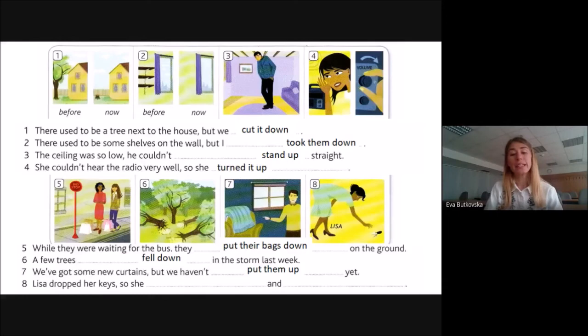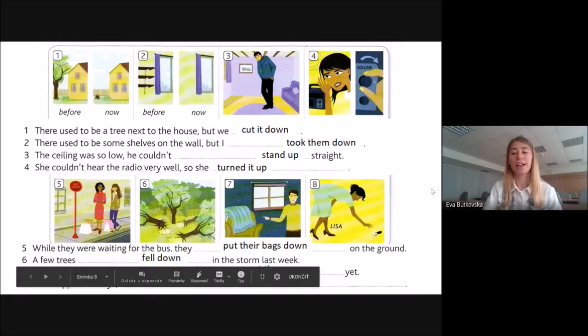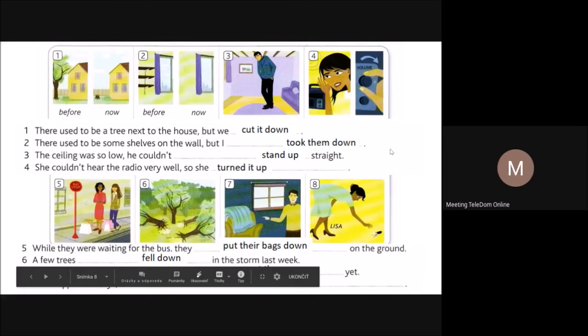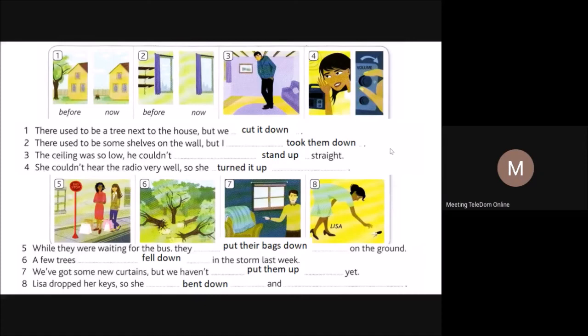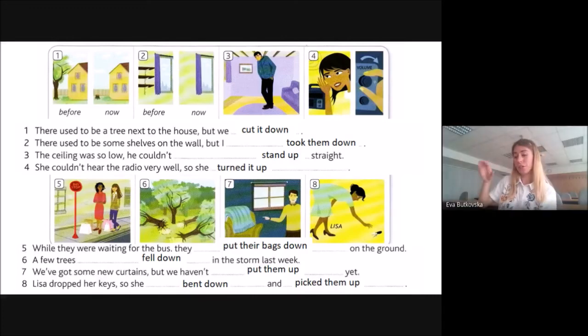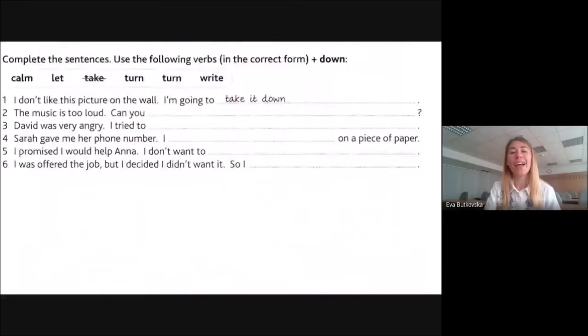Lisa dropped her keys, and there are 2 phrasal verbs I want you to find. Bend down. Bend down, very good. And what did you show? Picked them up. So pick them up. She physically took them from the floor. Okay, pick them up. She bent down and picked them up. Very good. And let's do one more exercise.